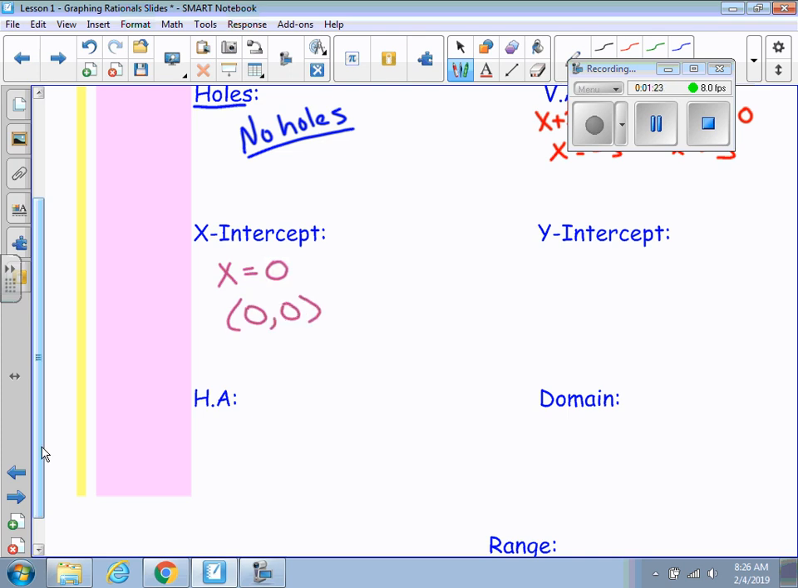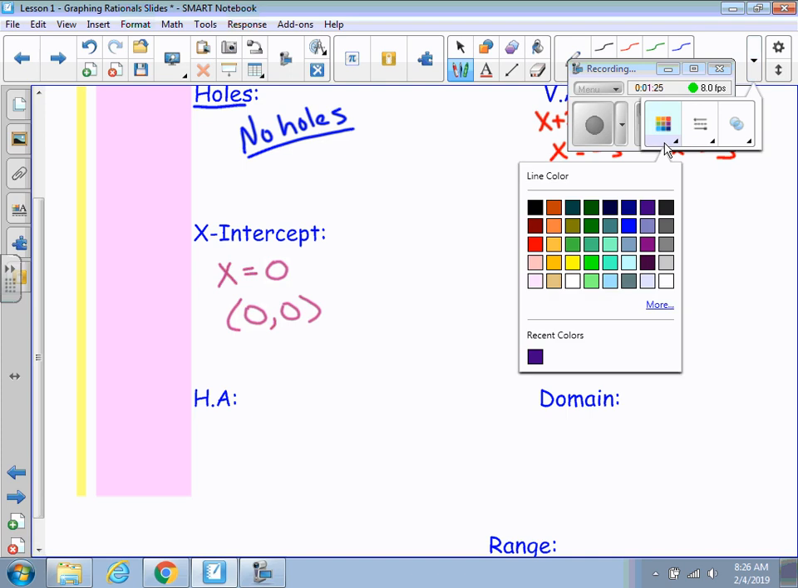Okay, so for y-intercepts, what you have to do is plug in 0 for x and solve. So we have 0 over 0 plus 3 and 0 minus 3. Okay, so that 0 on top is going to make it all 0. You'd have negative 9 in the bottom and you'd get 0. So again, our y-intercept is at the origin as well.